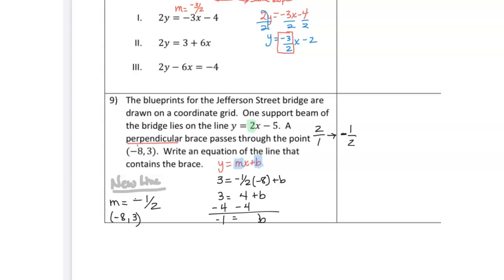So our final equation would be y equals our negative 1/2, which was our m, so negative 1/2 x, plus our negative 1. Or we can write y equals negative 1/2 x minus 1 as our final equation.